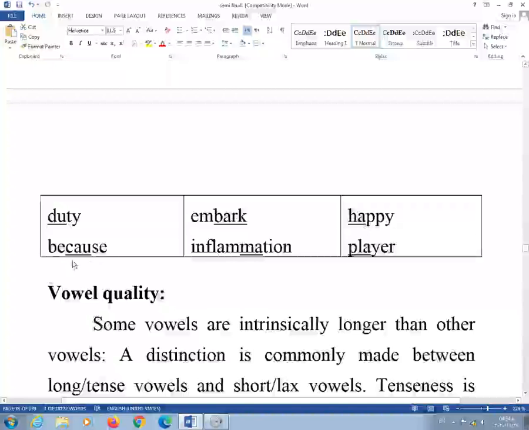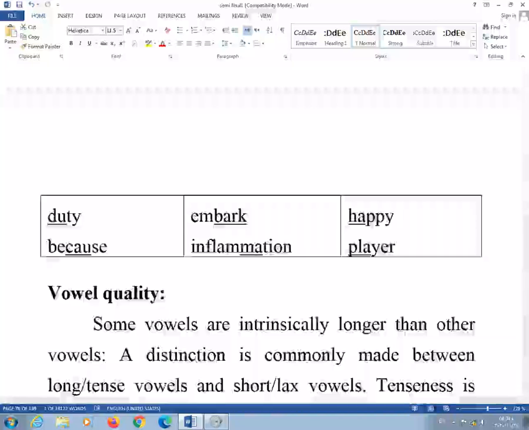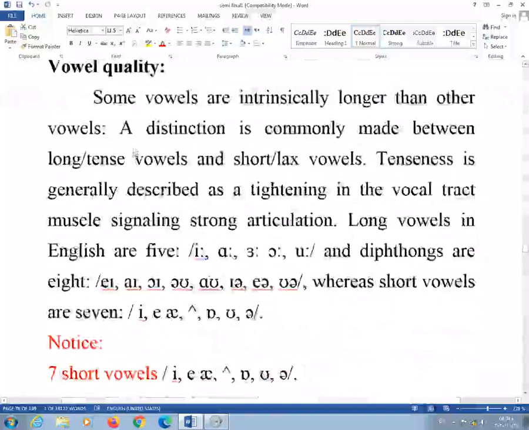Because, look at the vowel. O. Inflammation, look at the vowel. It's a diphthong here. A. Player. What's the vowel here? A. Okay, and it comes in which syllable? Play. You understand?